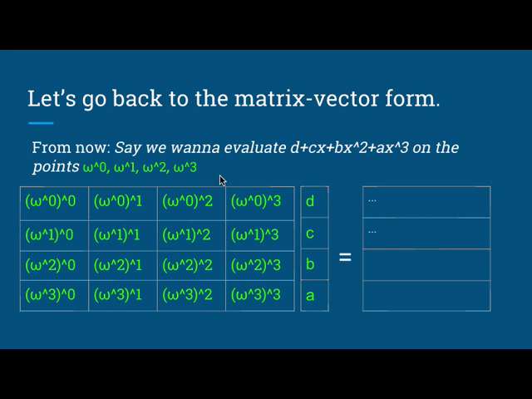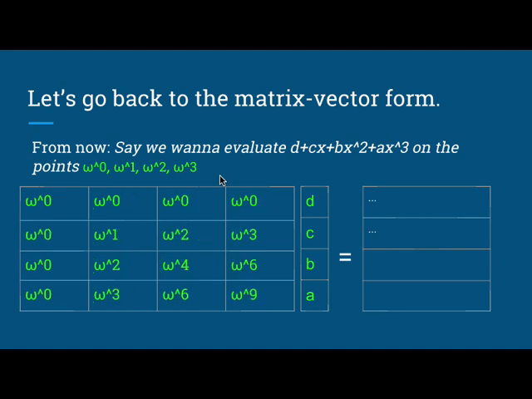Ta-da! This was painful, but ta-da! Okay. So omega to the power 0, the first root, power 0. Omega to the 0, power 1. Omega to the 0, power 2. Omega to the 0, power 3. Omega to the 1, power 0. 1, 2, 3. Omega to the 2, power 0. 1, 2, 3, and so on. Right? Okay. Next slide, we're going to make this simpler.